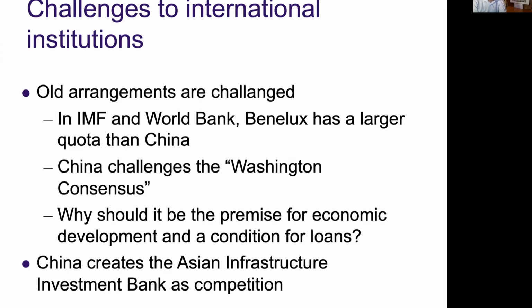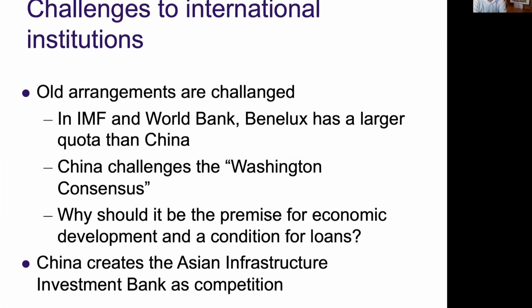We do see that on the formal structure, a lot of the organizations are not reflecting the overall power structure at the global level. So for example, in the IMF and the World Bank, small countries like the Benelux countries have a larger share in voting than China has. So in a way, China is challenging this Washington consensus.